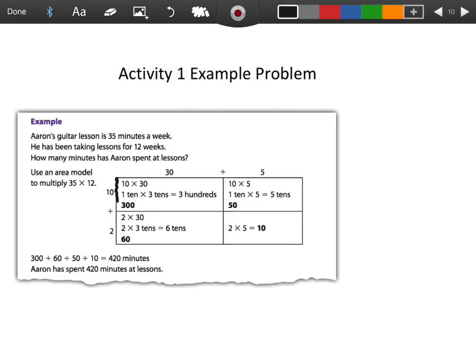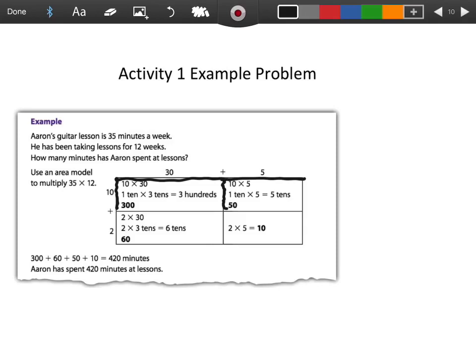So this has a side of 10 and a width of 30. So that's 10 times 30. Well, that's 10 times 3 tens, which is 300. And then we'll pull again. We'll do a side of 10 and a width of 5. So that's 10 times 5. 10 times 5 is 5 tens, which has a value of 50.